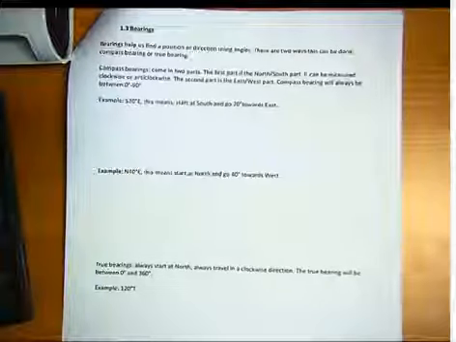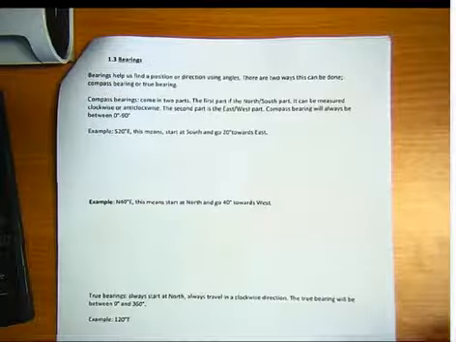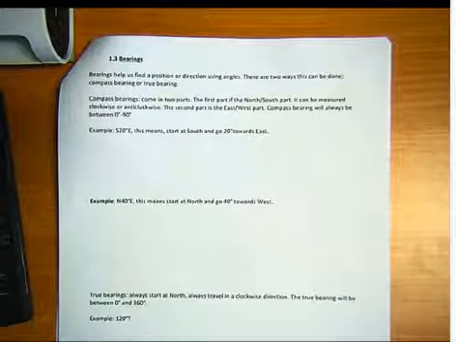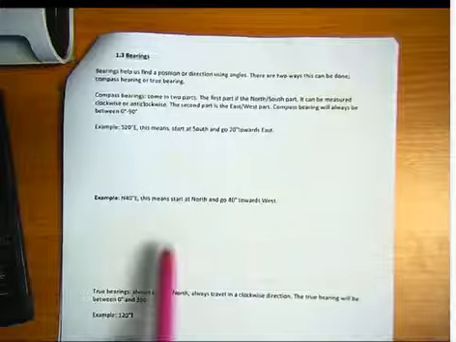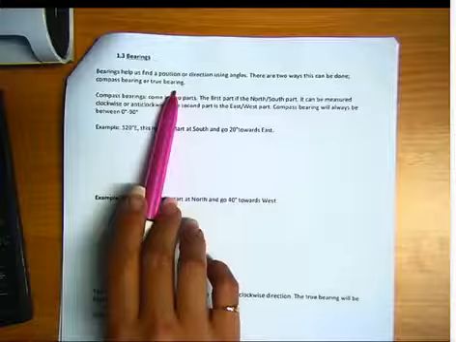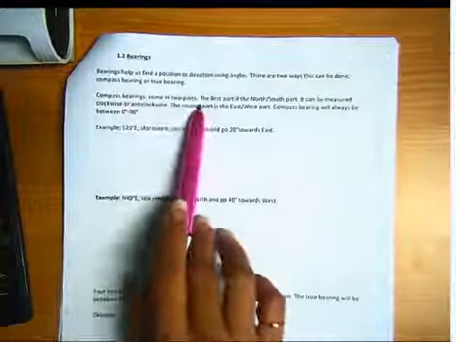Okay, today we're going to have a look at bearings. Bearings are using angles to help us find direction, and there are two ways that you can express an angle in terms of a bearing, a compass bearing or a true bearing. Now, a compass bearing comes in two parts.